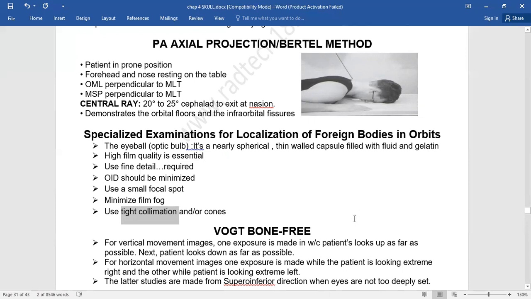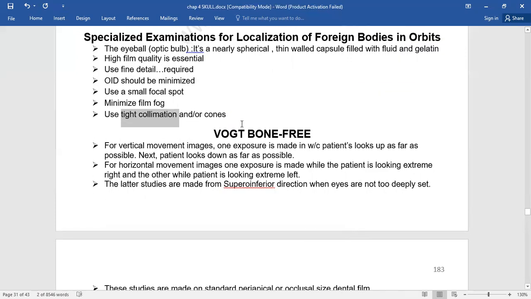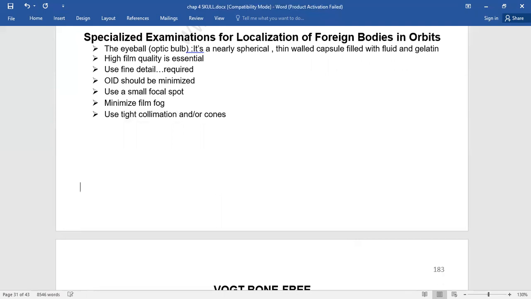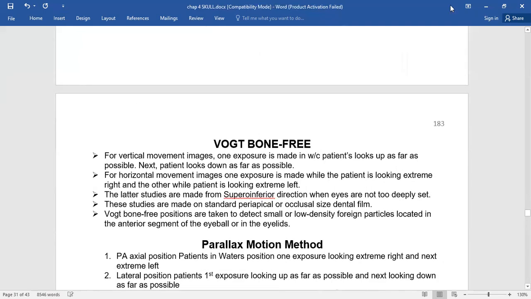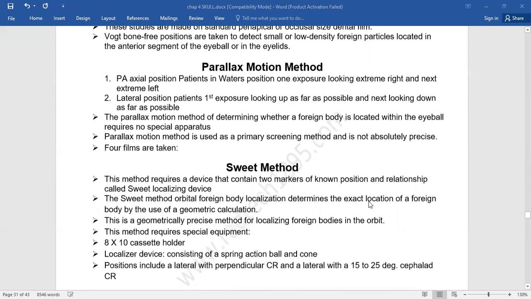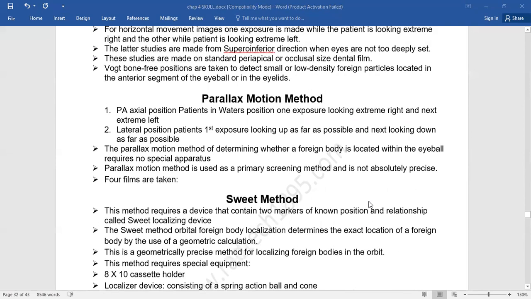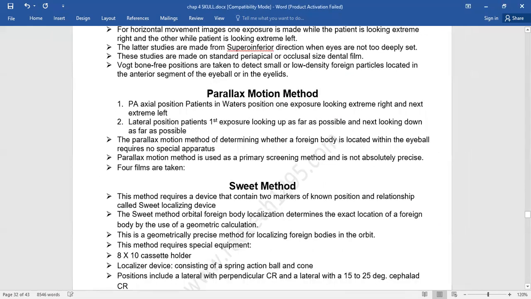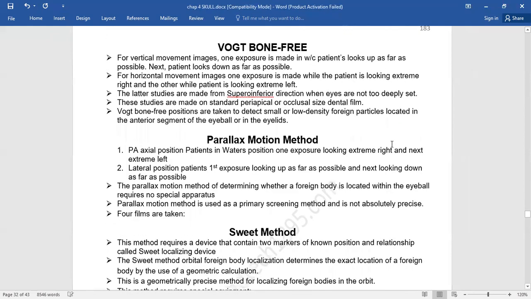So ang ginagamit to localize, to locate foreign bodies sa orbit. First, we have the Vogt bone technique. So this is for vertical movement images.